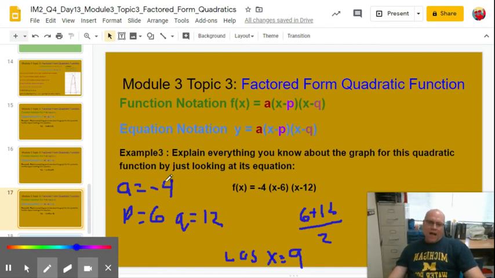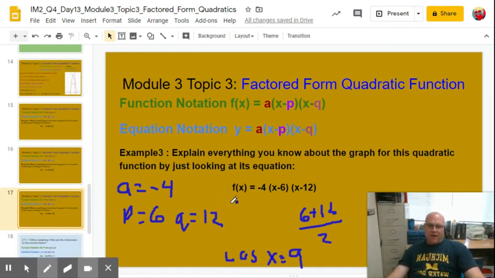All right, our last equation we have is f of x equals -4 times (x minus 6) multiplied by (x minus 12). So our a value is -4. It's negative, so there's a reflection over the x-axis. So the parabola now opens down. The value being 4 means it's a dilation that is a vertical stretch. So the parabola will be skinny.